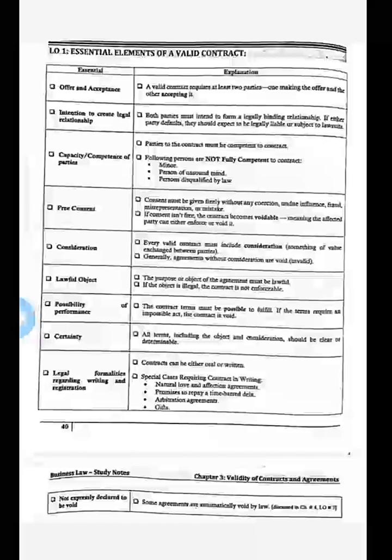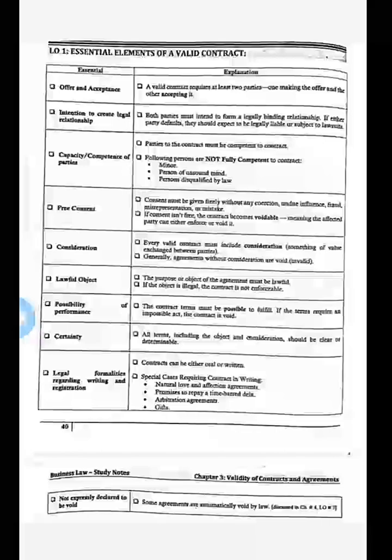Then we have the consideration. Every valid contract must include consideration, something of value exchanged between parties. Consideration is something that we pay, something important that has some value. It is not necessary that we pay money, but it is necessary to have consideration that has some value. It may be a building or gold or anything, but it must have a value. So there must be a consideration available.